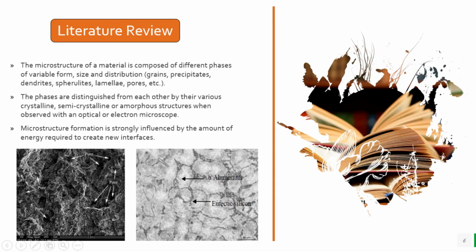Next is the literature review. The microstructure of a material is composed of different phases of variable form, size, and distribution, such as grains, precipitates, dendrites, spherulites, lamellae, pores, and others. Next, the phases are distinguished from each other by their various crystalline, semi-crystalline, or amorphous structure when observed with an optical and electron microscope. The microstructure formation is strongly influenced by the amount of energy required to create a new interface.